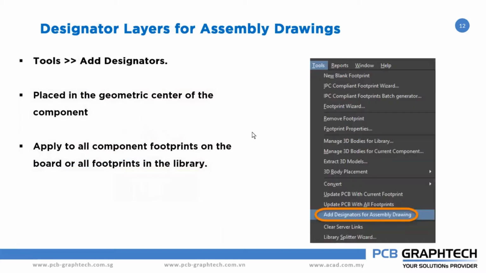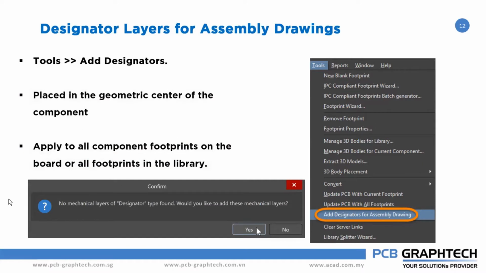Okay, so here if you see, you can go to Tools, Add Designators for Assembly Drawing. So when you click on it, first initially it will say there is no mechanical layer for designator found. Means we didn't assign any layer, but the software will generate it for you. It will automatically generate and name it as a top designator layer or bottom designator layer based on the assembly layer we are using in your project.